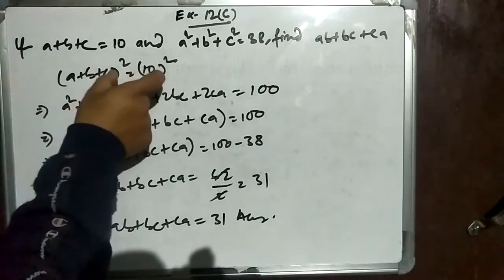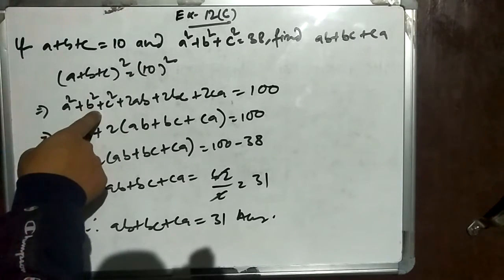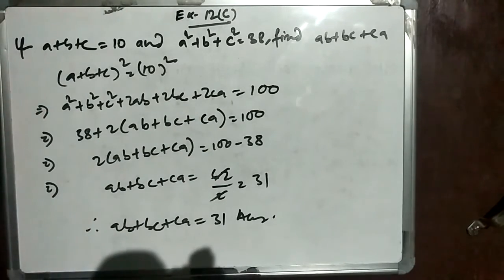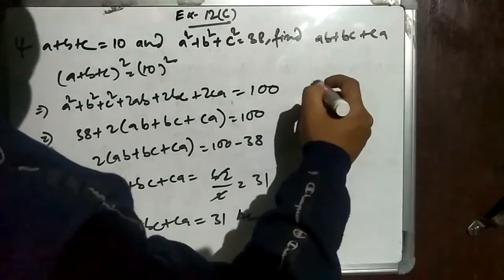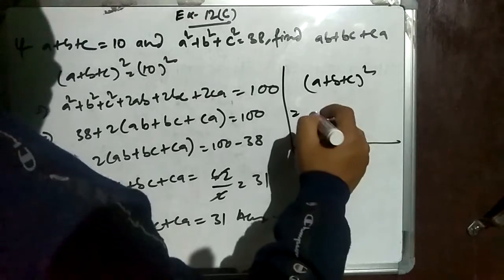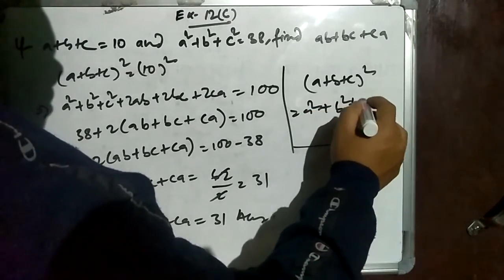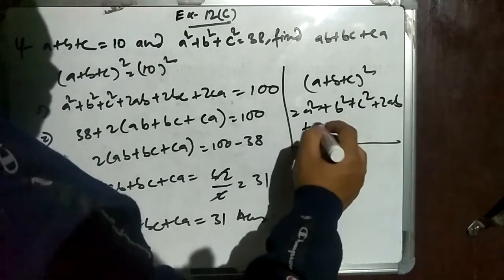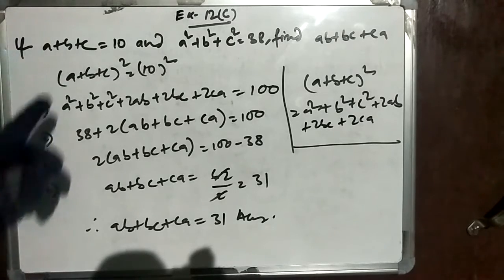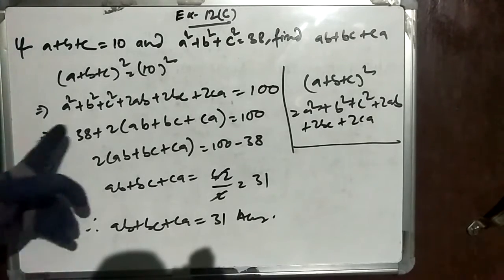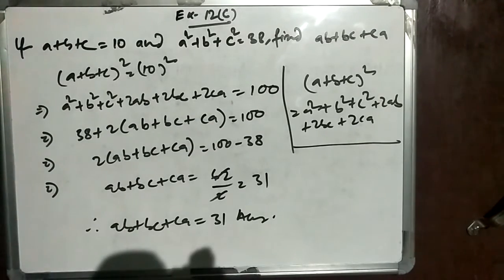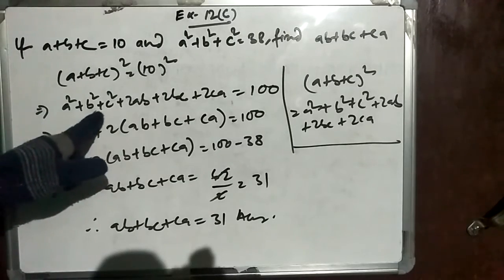So by squaring both sides, we got a square plus b square plus c square plus 2ab plus 2bc plus 2ca. This is the formula of a plus b plus c whole square. This also is important for your further solutions to find the next question. So this is the formula of this identity, a plus b plus c whole square. So we can find it, a square plus b square plus c square plus 2ab plus 2bc plus 2ca equal to 100.